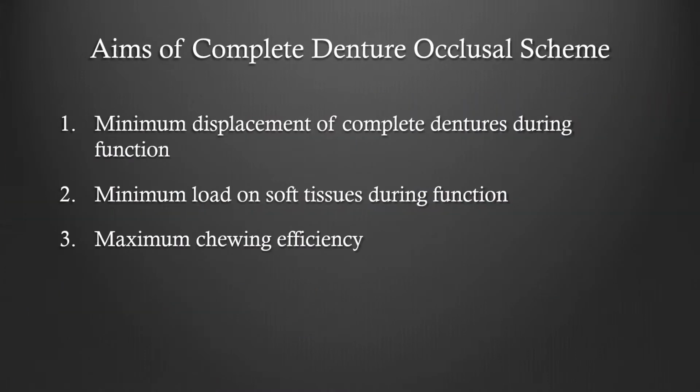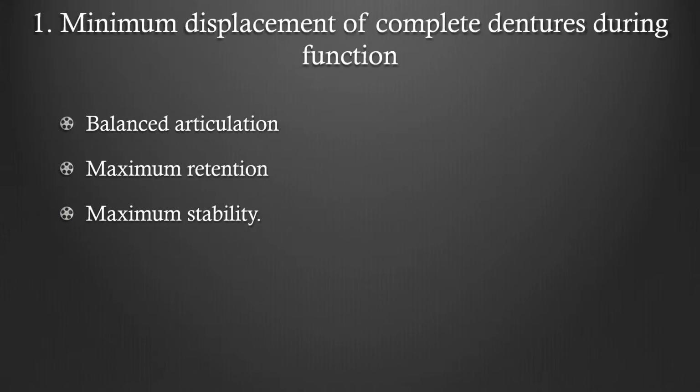There are three aims of complete denture occlusal scheme. First, to minimize the displacement of complete dentures during function. Second, to minimize the load on soft tissues during function. Third, to maximize the chewing efficiency. There are three ways to minimize the displacement of complete dentures during function: prescribe the balanced articulation, and maximize the retention and stability of the complete dentures.